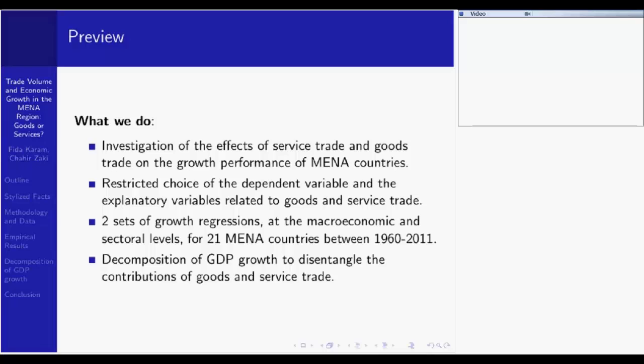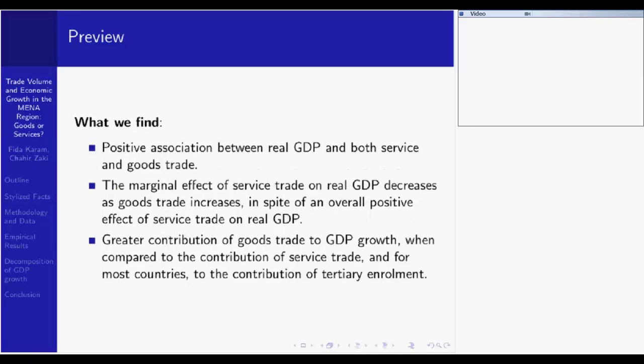Actually, what we found, first, is that there is a clear positive association between real GDP and both services and goods trade. And 2 interesting findings. The first one is that the marginal effect of services trade on real GDP actually decreases as trading goods increases, despite the overall positive effect of trade in services on real GDP. And this is mainly attributed to the fact that the services sector is still facing several impediments in terms of standards and norms in the MENA region.